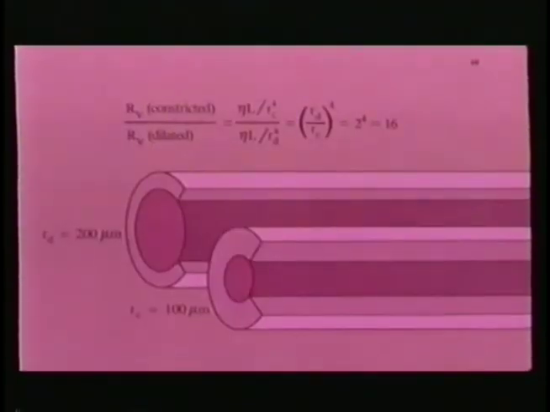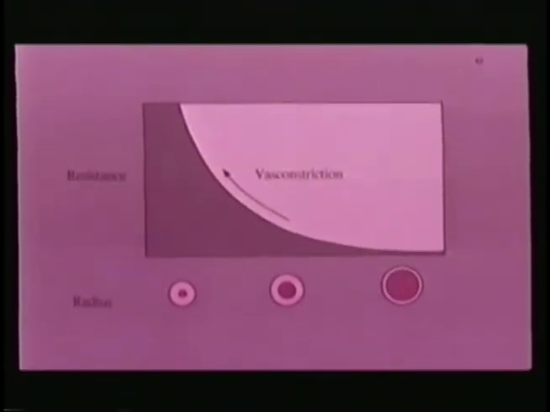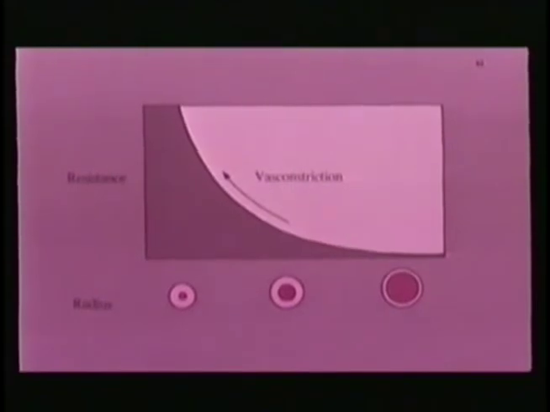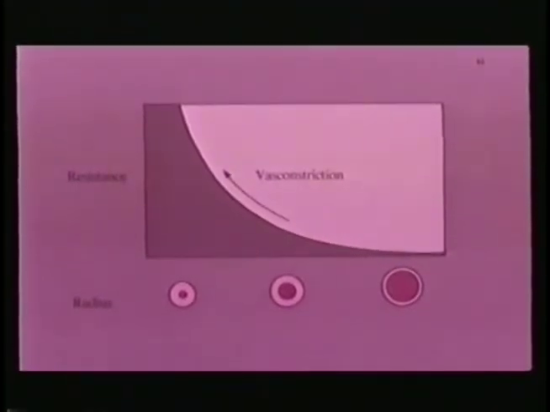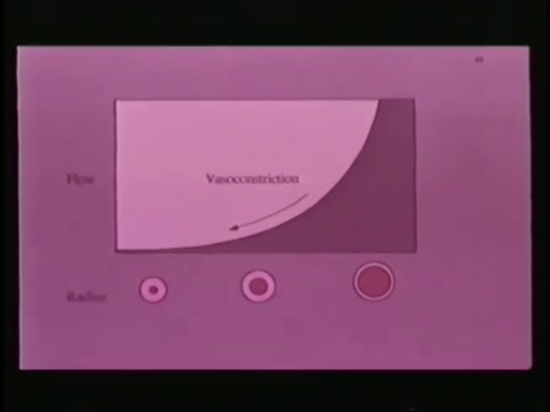60. For example, the fourth power relationship indicates that if the radius of an arteriole is constricted from 200 to 100 microns, the flow resistance in the constricted state is raised 16-fold. 61. The strong dependence of flow resistance on vessel radius is graphically shown on this slide. Constriction of vessels leads to a marked increase in resistance. 62. As the vessel radius decreases, the resistance increases and flow is reduced.